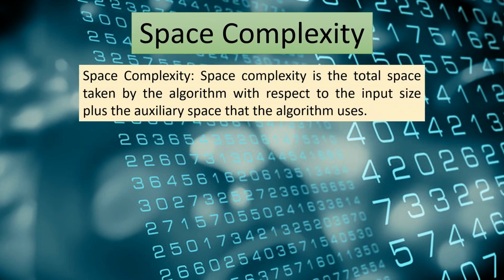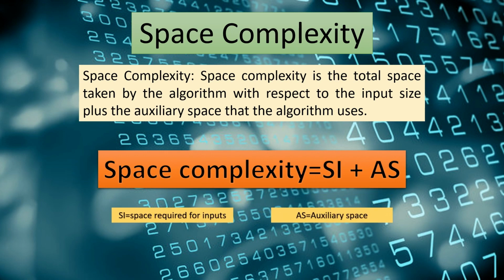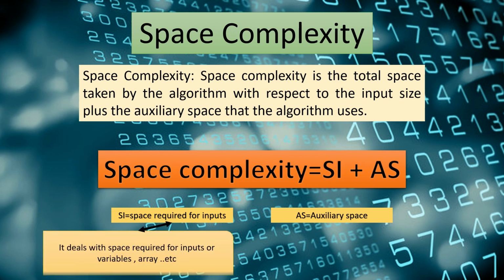Space complexity is the total space taken by an algorithm with respect to the input size plus the auxiliary space that the algorithm uses. Simply, we can say that space complexity is equal to Si plus As, where Si equals the space required for the input and As equals auxiliary space. Si deals with the space required for the inputs or variables, arrays, etc.